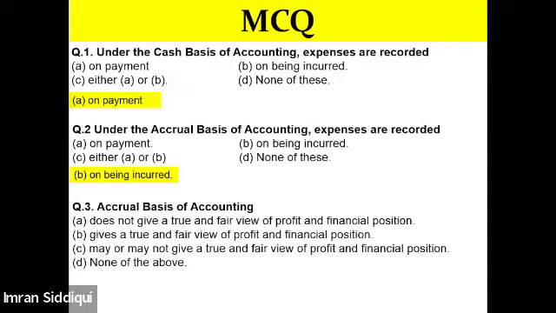Okay. Next question. Accrual basis of accounting, and Labiba will tell me the answer to this question. Accrual basis of accounting: option A, does not give a true and fair view of the profit and financial position; option B, gives a true and fair view of the profit and financial position; may or may not give; or none of these. Tell me, Labiba, quickly. Is it B? All right.